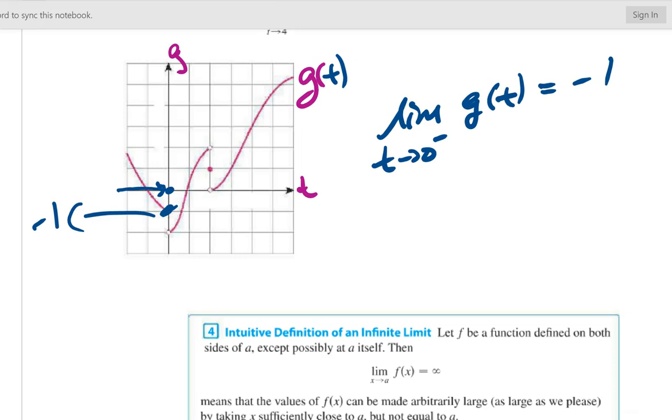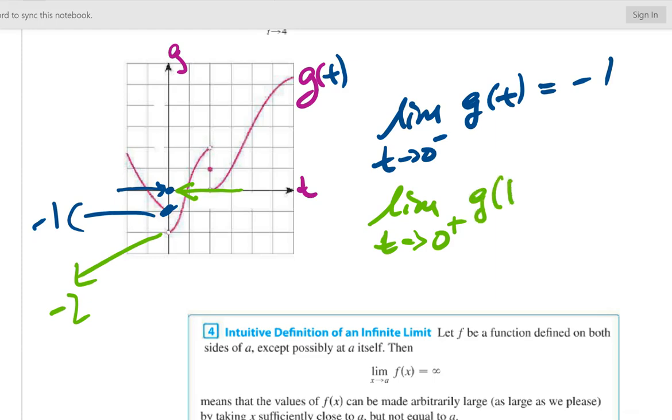Let's say green. So as we go to 0 from the right, I'm not going to close in the dot. Can't close it in. But it looks like it's going to be at -2 instead. So the limit as t goes to 0 from the right of g of t is -2.